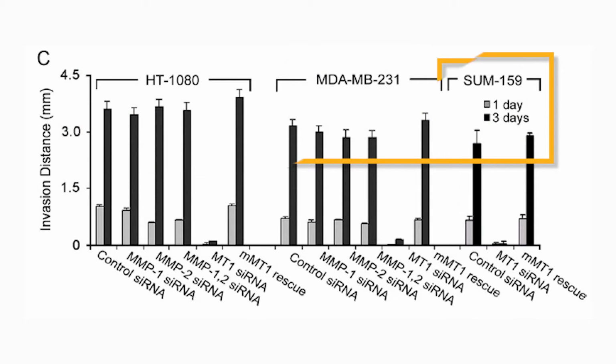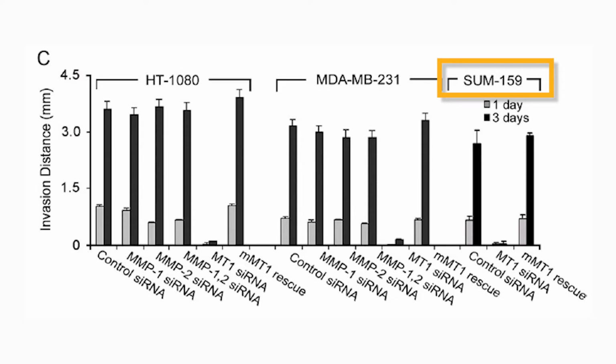They added a cell line here. Most likely the reviewers asked them to add another cancer cell line. The SUM159 is another breast cancer cell line, so it's another triple negative breast cancer cell line. And they found the only difference was, and this is consistent across all three cell lines, that if you knock down MT1, then you get no cell migration. So that's essentially the point that they're trying to get across, and that's pretty poignant in its own right.